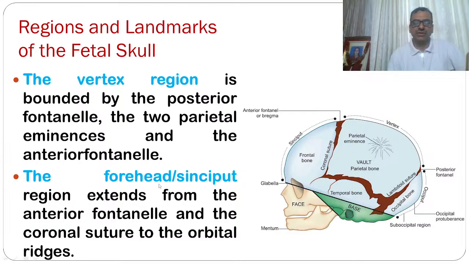Then there will be the third one, forehead or sinciput region. This region extends from the anterior fontanelle to coronal suture, anterior fontanelle, coronal suture, and up to the orbital ridge. So this whole region is known as forehead or sinciput.